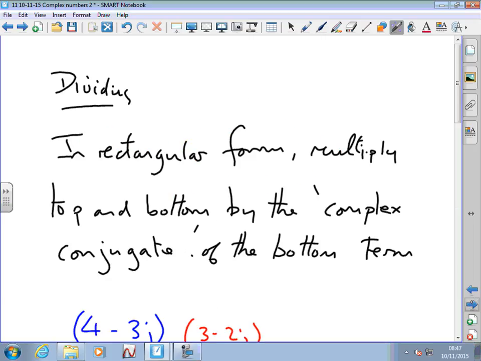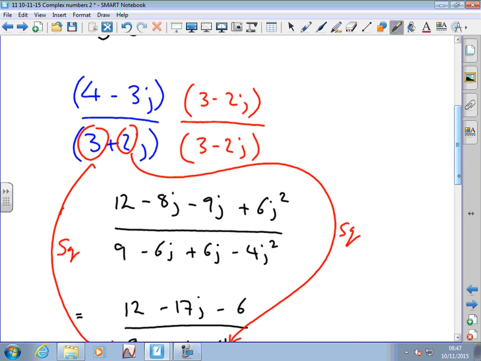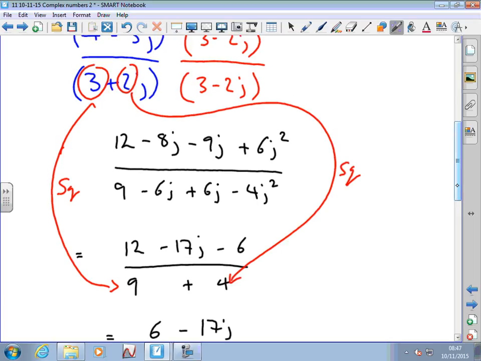In division, do you remember this was the one we sort of finished off with? We multiply top and bottom by this thing called a complex conjugate. These are just the notes from last week.